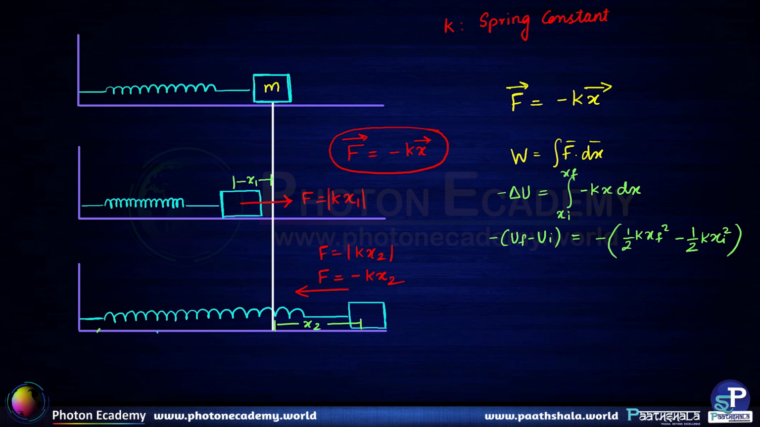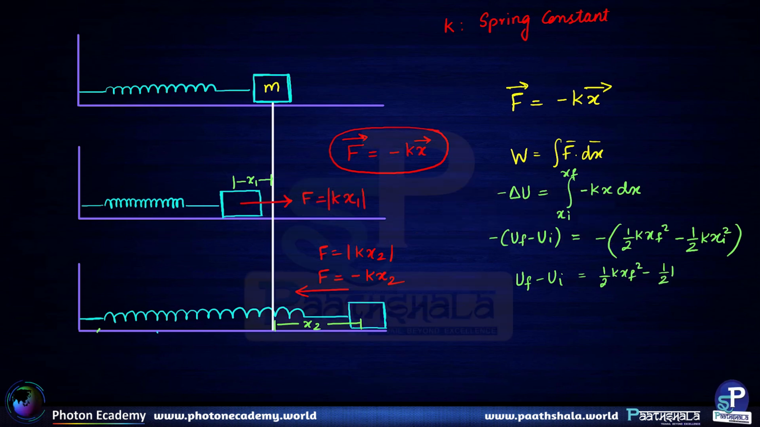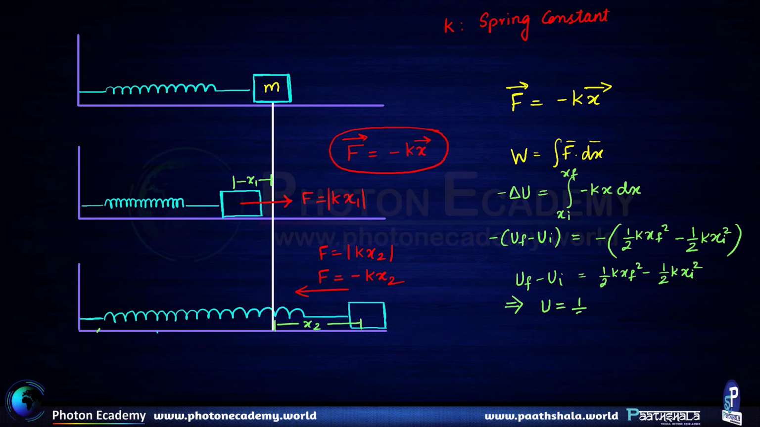So the negative sign gets cancelled and we can write down Uf minus Ui is equal to half k xf square minus half k xi square. So xi and xf are any arbitrary positions. So we could write down in general the potential energy expression for the spring to be half k x square, where x is the displacement from the equilibrium position of the spring. So you can say that the potential energy of the spring is half k x square. So it is worth mentioning the potential energy of the spring.